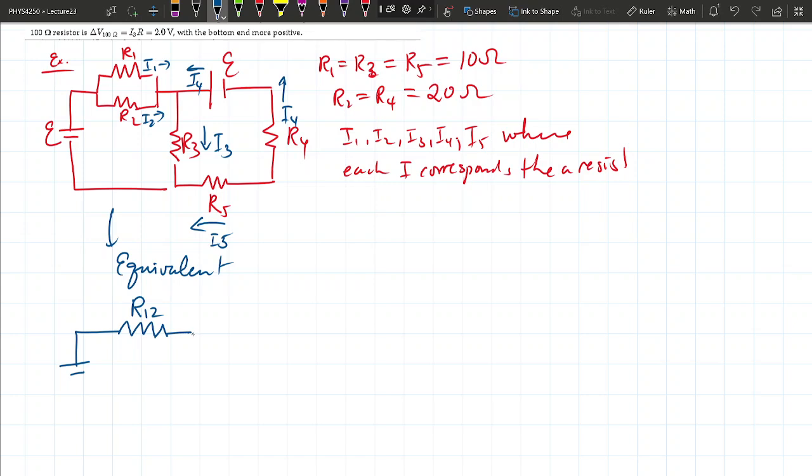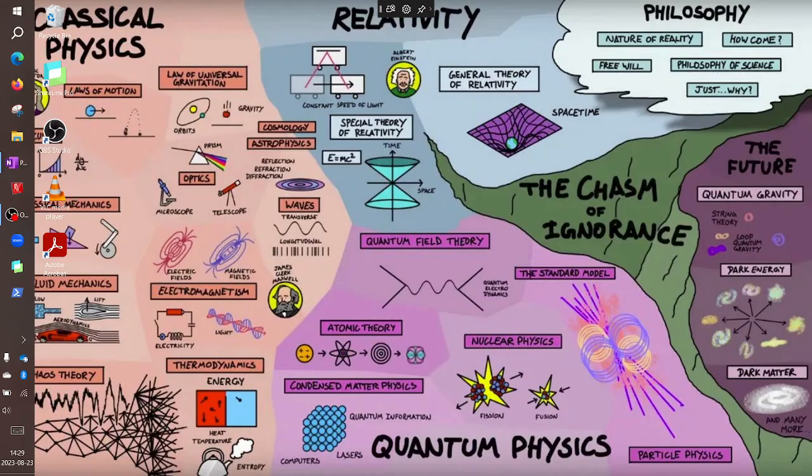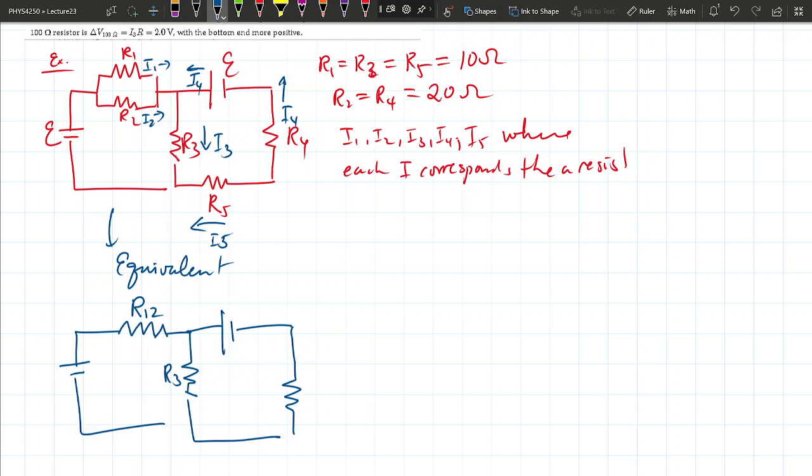All right? And then the next thing I see, ooh, I think I'm just clicking on things that I'm not supposed to. R12, right? This R3 is kind of stuck there, but then we have a battery over here. What about R4 and R5? Are they parallel or series? They're in series with each other because this is on the same pipe. So I'm going to call that R45. And this R3 is still there.